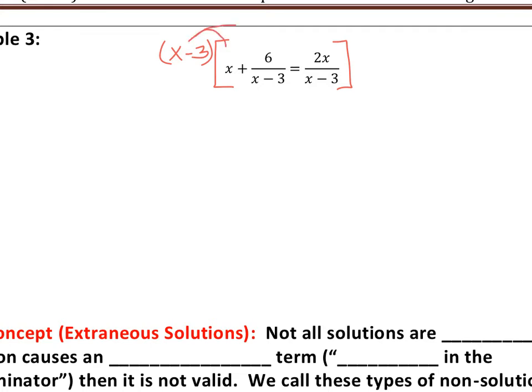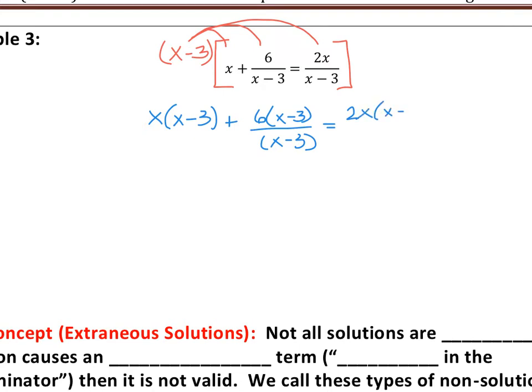We just have to remember, though, that x minus 3 is going to multiply through every single term in the equation. Okay, so x minus 3 times x, I have just x times x minus 3. And when I go ahead and multiply this 6 times x minus 3, hopefully you can see that that's going to end up getting reduced out. And then on the other side, I have 2x times x minus 3. And again, we're going to see that reduce to 1 there as well.